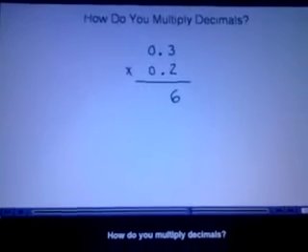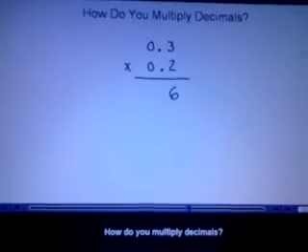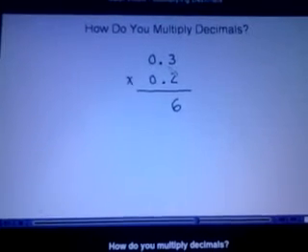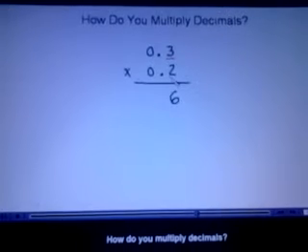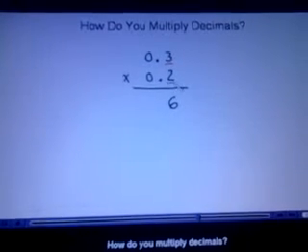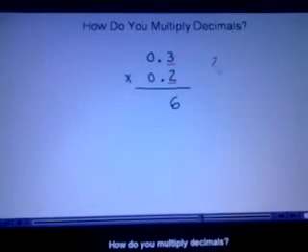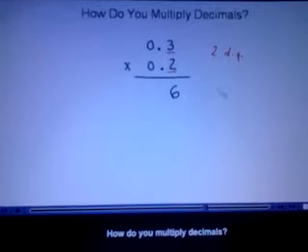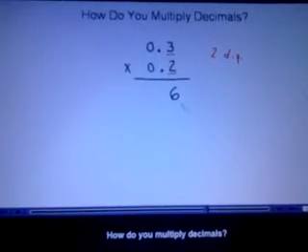And now we have to figure out where to place the decimal point. So we look at each factor, and we see that 0.3 has one decimal place, and 0.2 has one decimal place. So together there are 2 decimal places. So that means that our answer should have 2 digits after the decimal point. But we only have 1 digit. So what are we going to do?